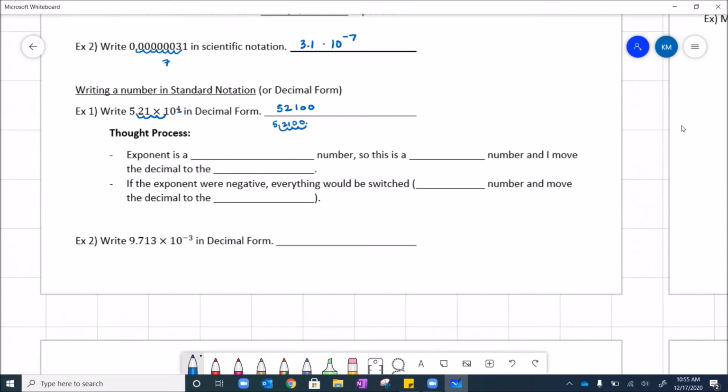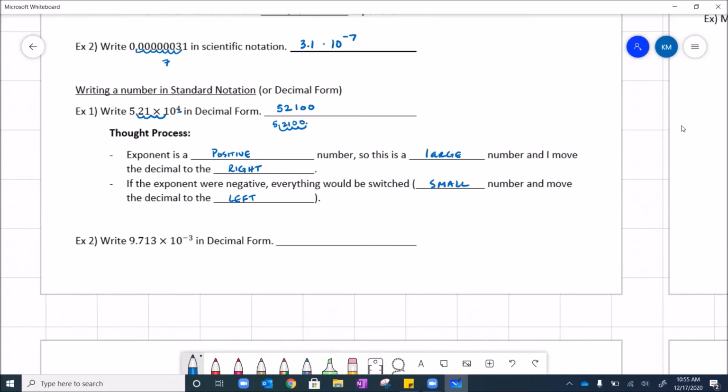So we think, the exponent is a positive number, so this is a big, large number. I move the decimal to the right because it's positive. If it were negative, I'd move it to the left. If the exponent were negative, everything would be switched. It would be a small number and I'd move the decimal to the left. All right, and so here's an example that you have a chance to do.